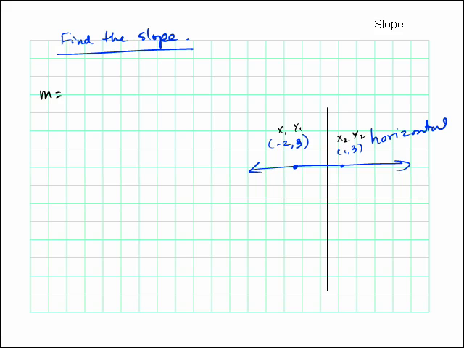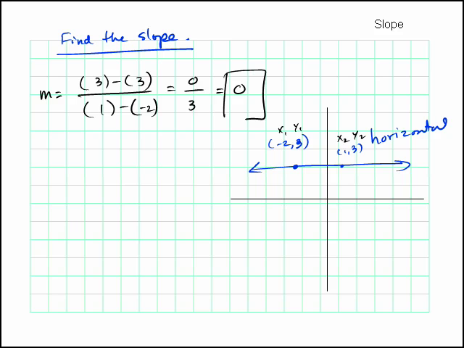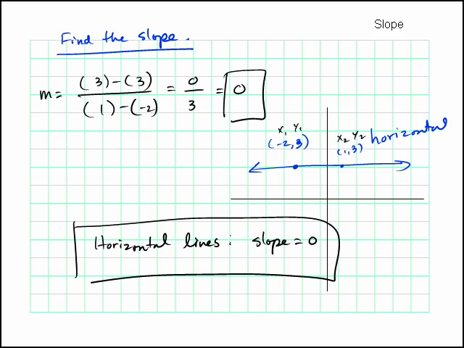Now if I plug in the numbers into the slope formula, let's see what we get. We get a 3 here, we get a 3 here, and then a 1 minus a -2. That's a 0 over 3, and then 0 divided by 3 is 0. The slope of our line is 0. And this is always the case of horizontal lines. Something that you should just remember. Horizontal lines, their slope is always 0. For any horizontal line, slope is always 0.